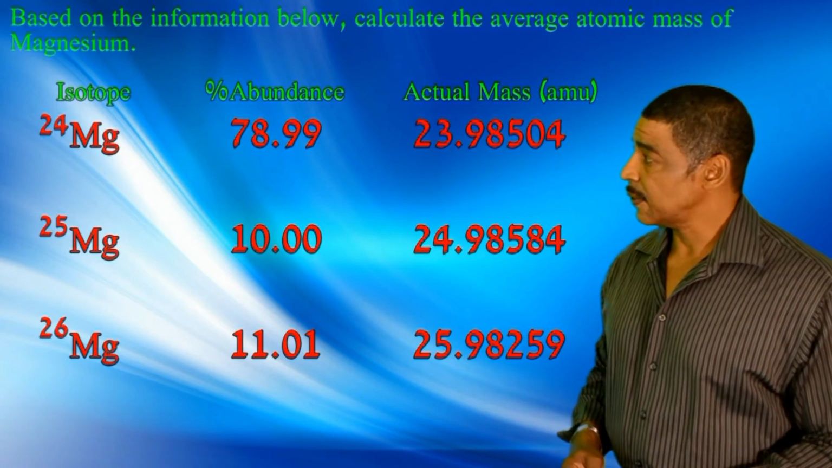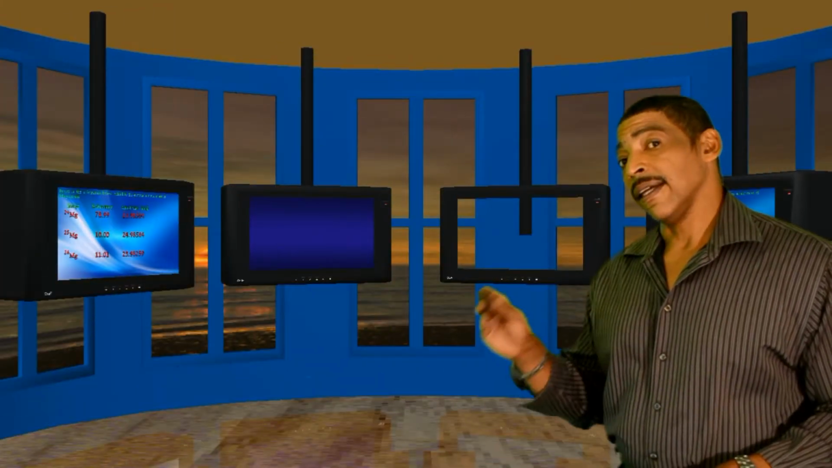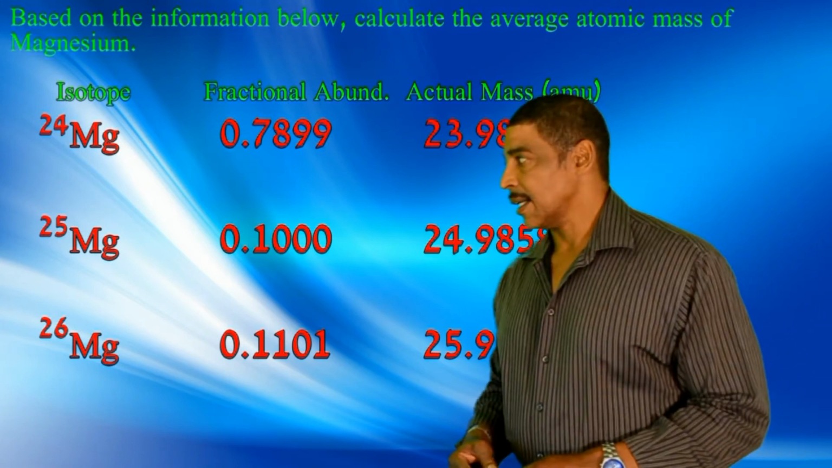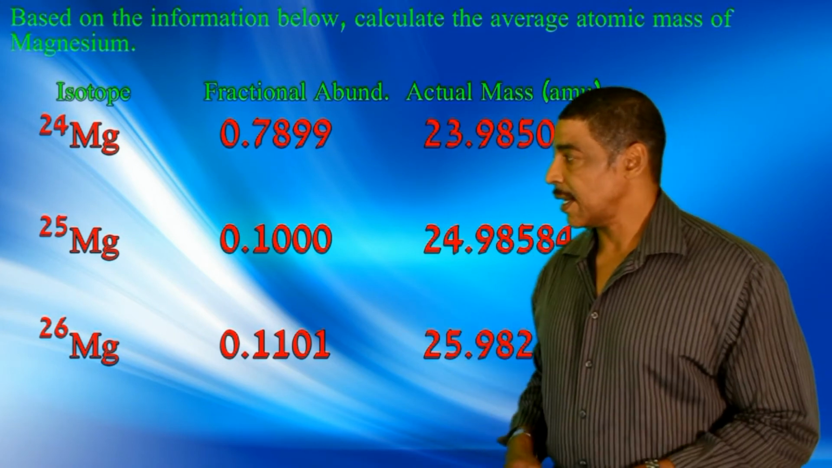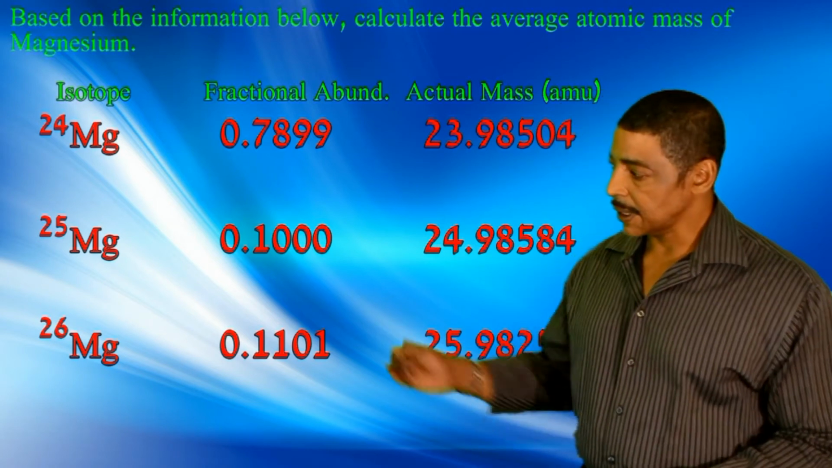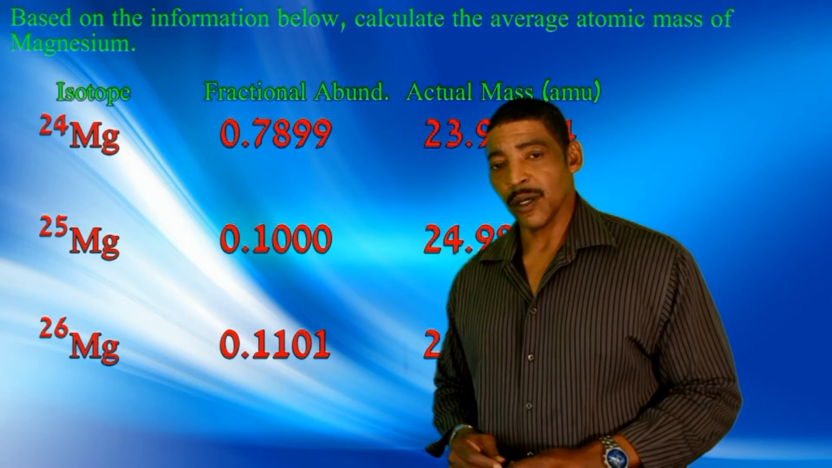So for Mg24, which has a percent abundance of 78.99, the fractional abundance becomes 0.7899. For Mg25, 0.1000, and for Mg26, 0.1101.